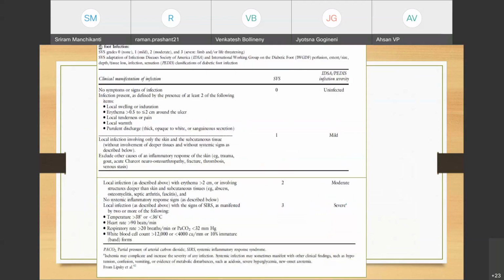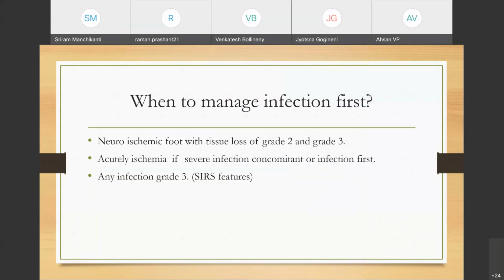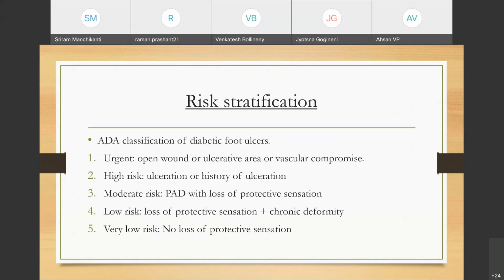Infection is again divided based on the IDSA/IWGDF classification. So when do we manage infection first, and when do we think of revascularization? Any neuroischemic foot with tissue loss of grade 2 and grade 3 with a high risk, it is better to manage the ischemic foot. If severe concomitant infection is present, always remember the dictum is to manage infection first. Any grade 3 infection with SIRS features, it is better to manage the infection first.